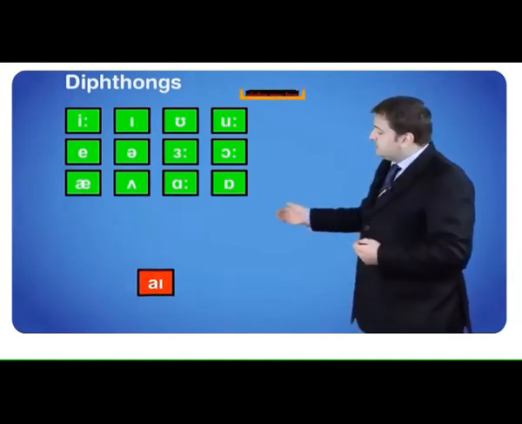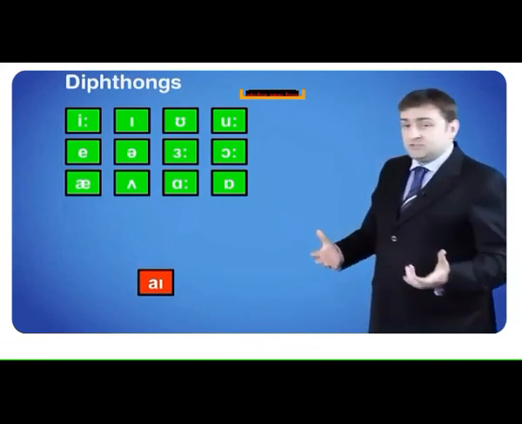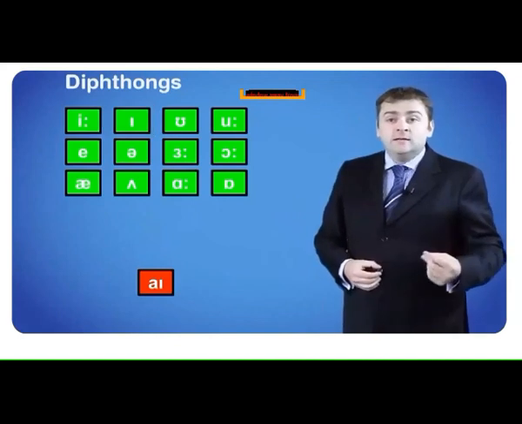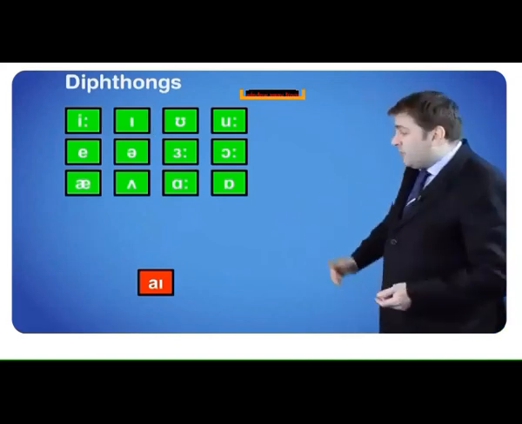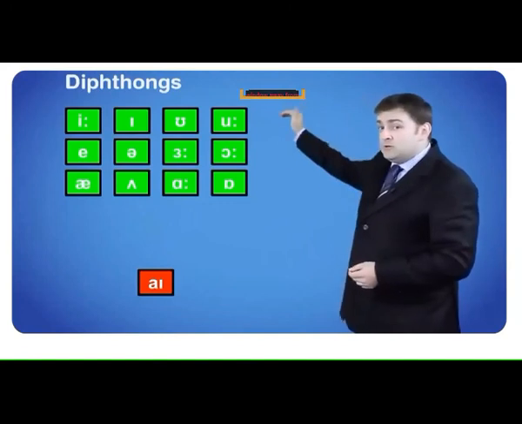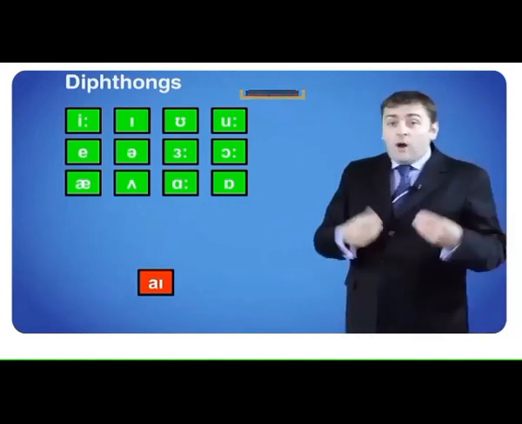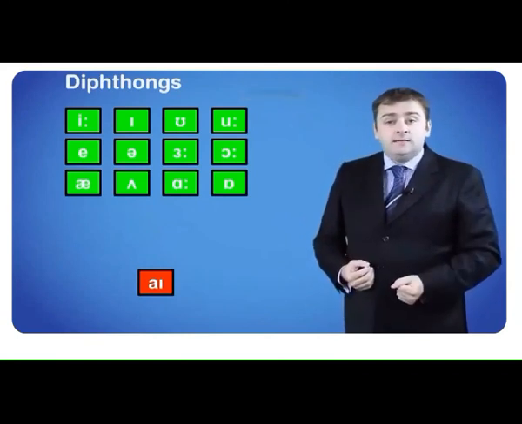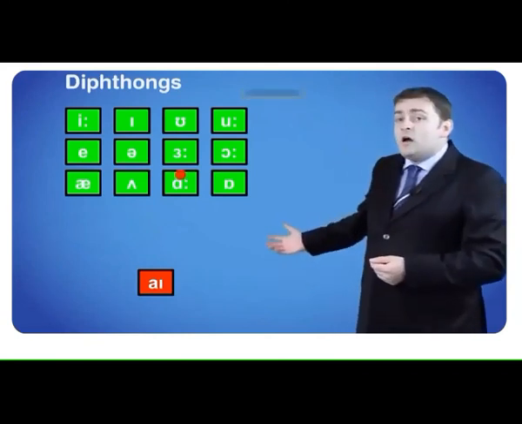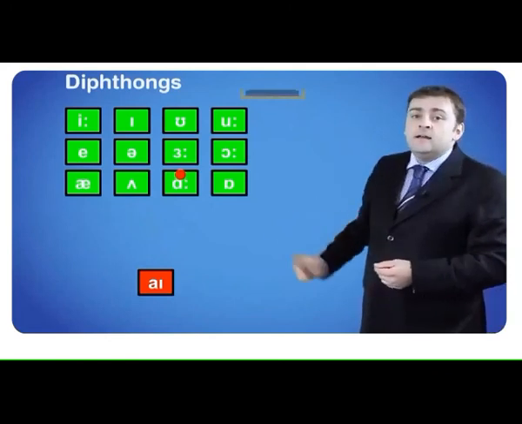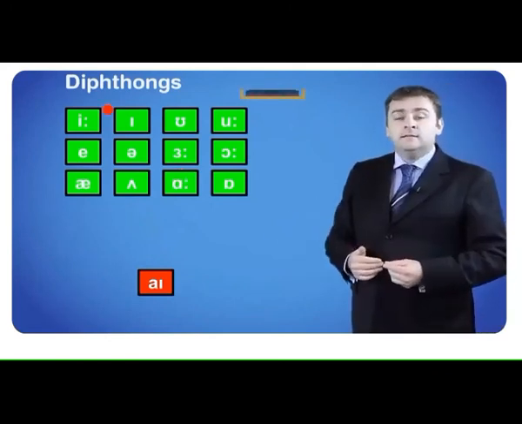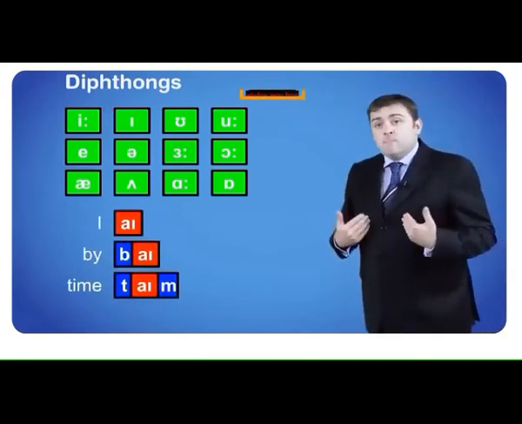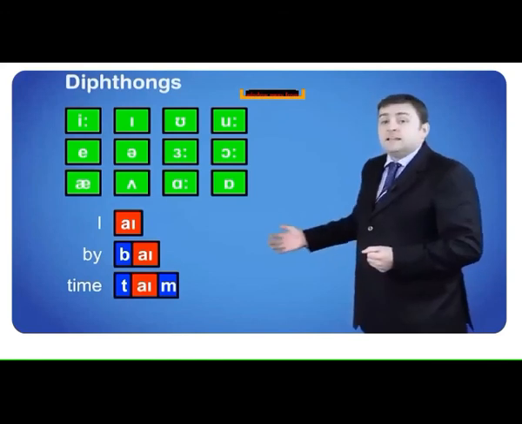The next sound is I, which is a combination of R and I or E. Now we're going from the bottom row to the top. So our mouths start wide open and close as we say the sound. I, starting on the R and finishing on the E, I. As in the words I, buy, and time.